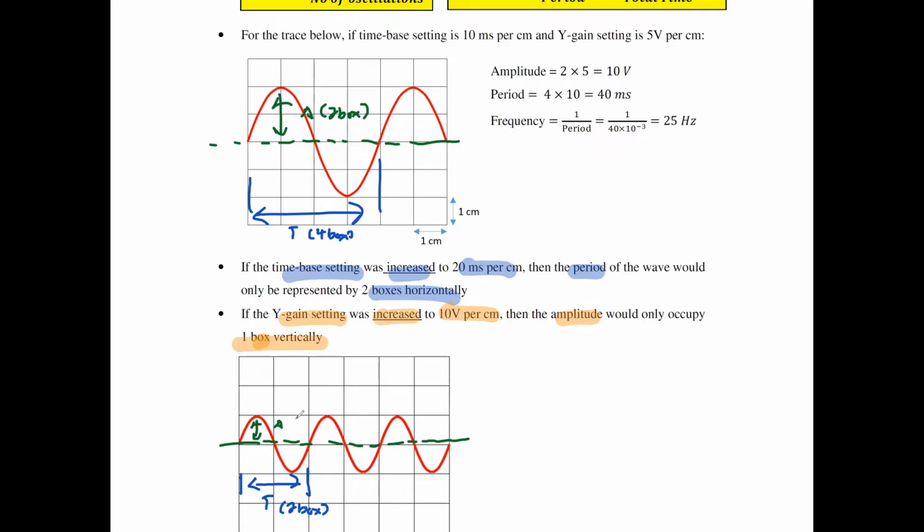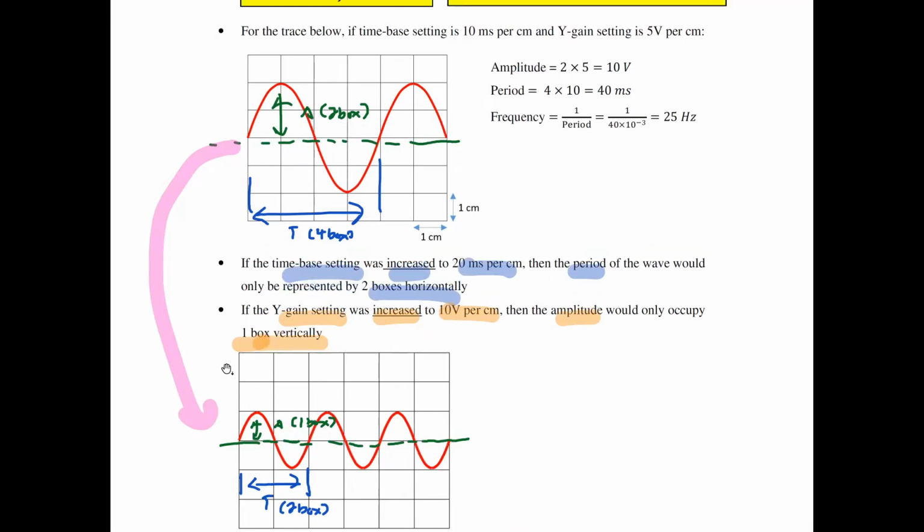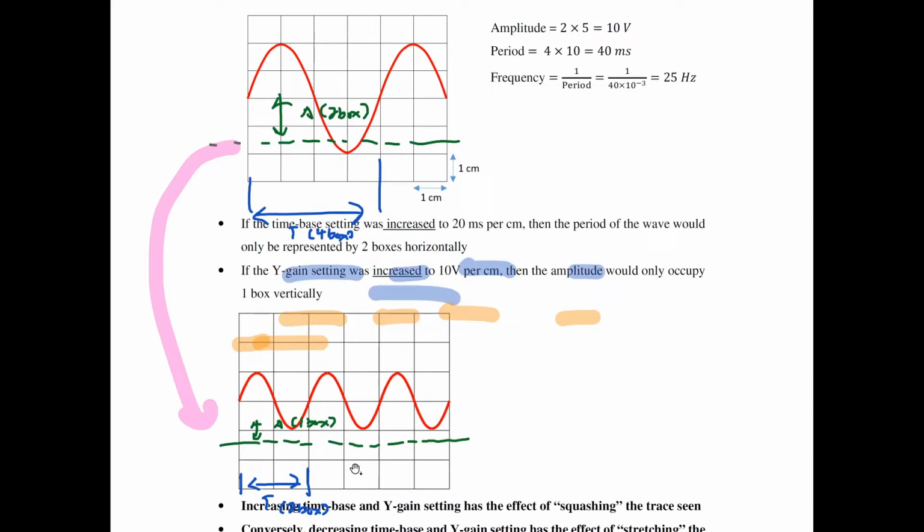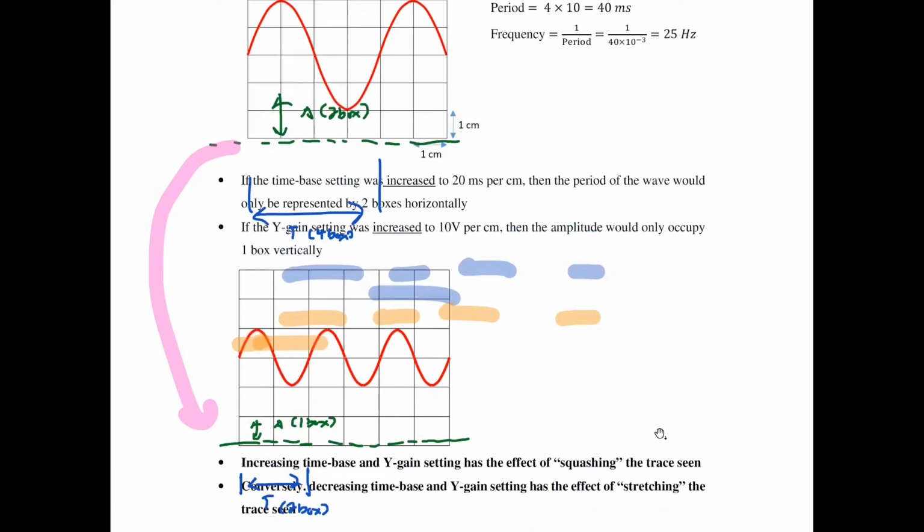It is now only at 1 box. Okay. So if you try to make a comparison between this one and this one right now, the effect of you increasing the time base actually has the effect of squashing the graph. You see now, if I increase the time-base setting, it seems to have squashed the trace, the waveform horizontally. If I increase the Y gain setting, it seems to have squashed the waveform vertically. So you can say that increasing the time base and Y gain setting has the effect of squashing the trace seen.